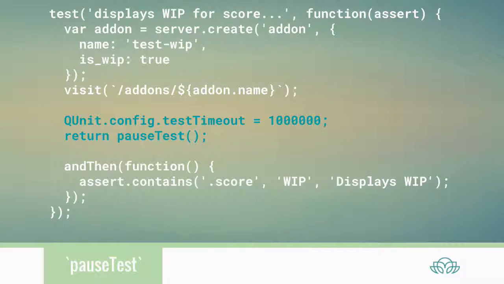So pauseTest is a helper that is in Ember, and it's been there for about a year. It's not in the guides, unfortunately. It is in the API docs. What that lets you do is pause the test where you put return pauseTest. And here I set the config test timeout to something very large, because otherwise after a while it'll time out and it will no longer be paused.